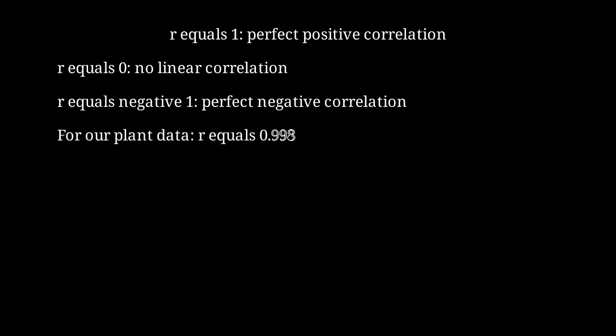For our plant data, if we calculate R, we get approximately 0.998. This is very close to 1, indicating a very strong positive correlation. Method 2 is visual inspection. Look at how much scatter there is around the trend line.